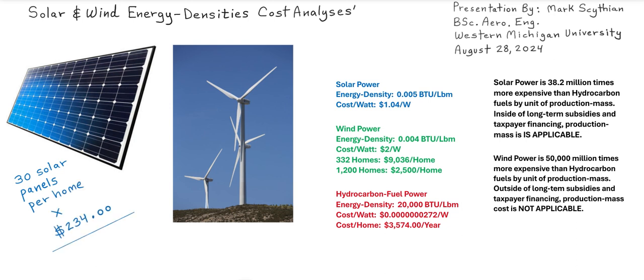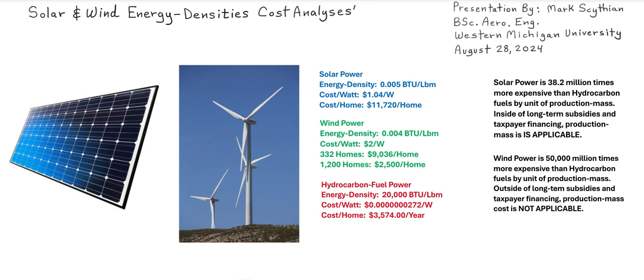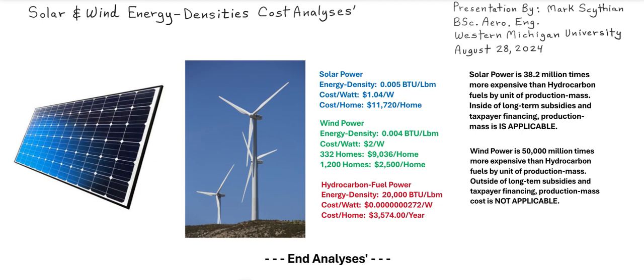But this is where we have one more metric left, is the average. So average of 30 solar panels per home at a decent price of $234 per solar panel. We have the AC inverter, the installation cost, the taxes and fees, etc. And so that comes to a reasonable average of $11,720 per home minimum.